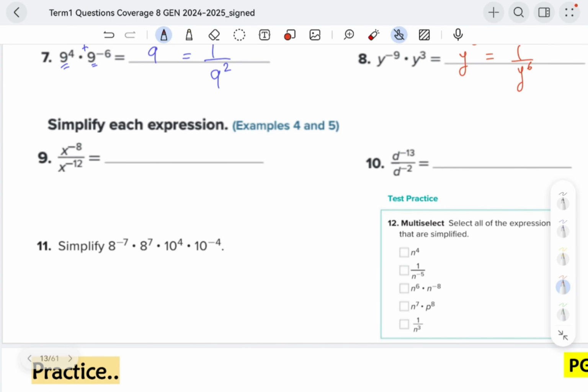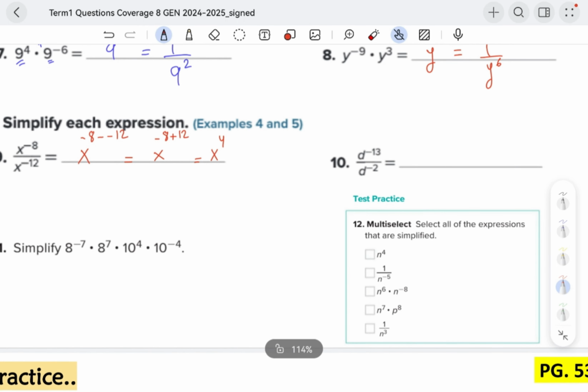Question number 9, we have a division. In case of division, if the bases are similar, subtract the exponents. We're going to subtract. It will be negative 8 minus 12. Minus, it's positive, so this is equal to x to the power negative 8 plus 12. 12 minus 8 is 4, so this is x raised to the 4th power.